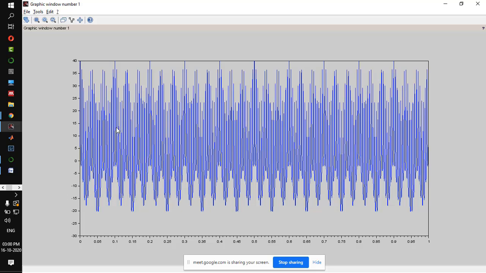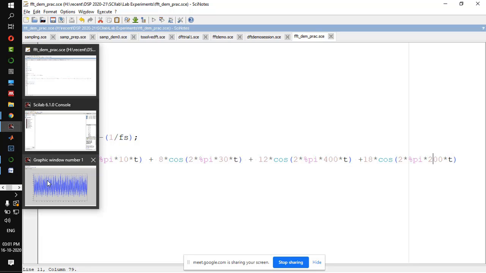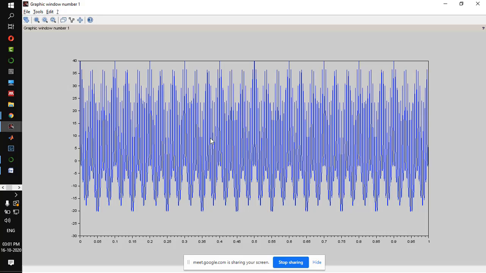Can anybody answer me how many frequency components are there in this signal? You have to answer me because in front of you I have written the code. How many frequency components are there? 3 or 4? So I have 4 frequency components now: 100 hertz, 30 hertz, 400 hertz and 200 hertz. So this signal has totally 4 frequency components.